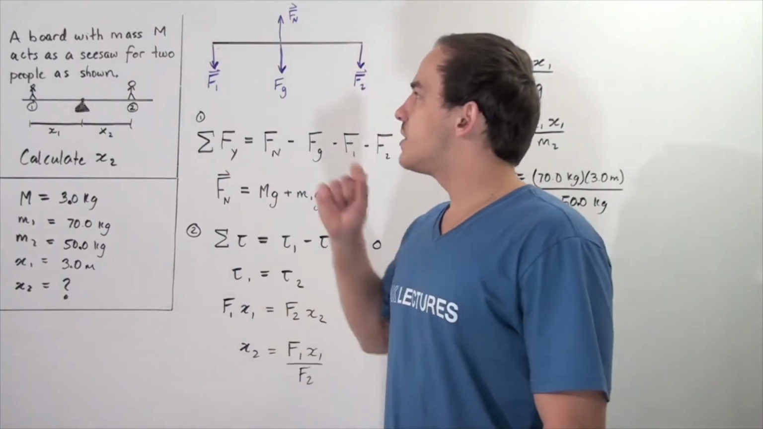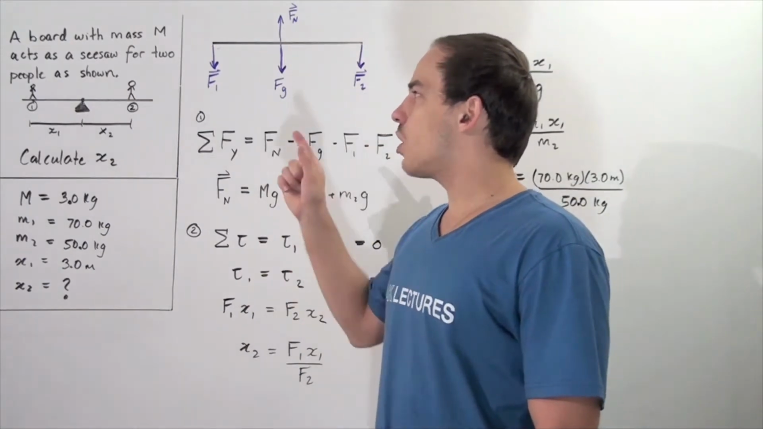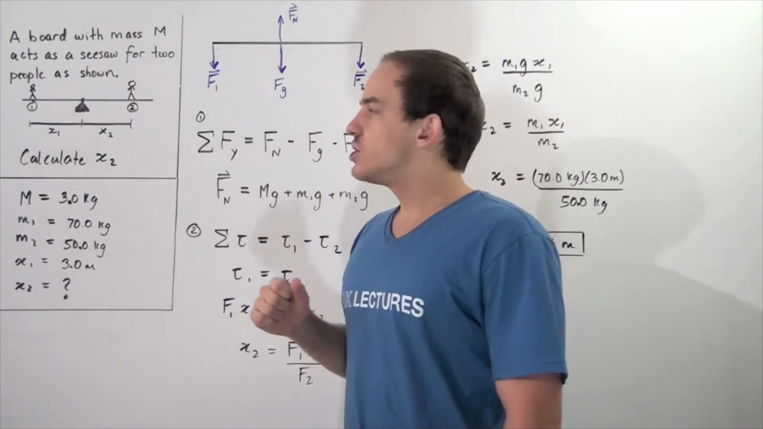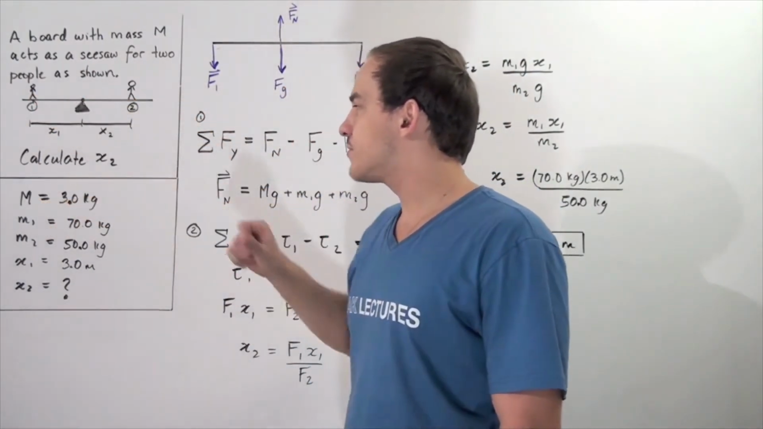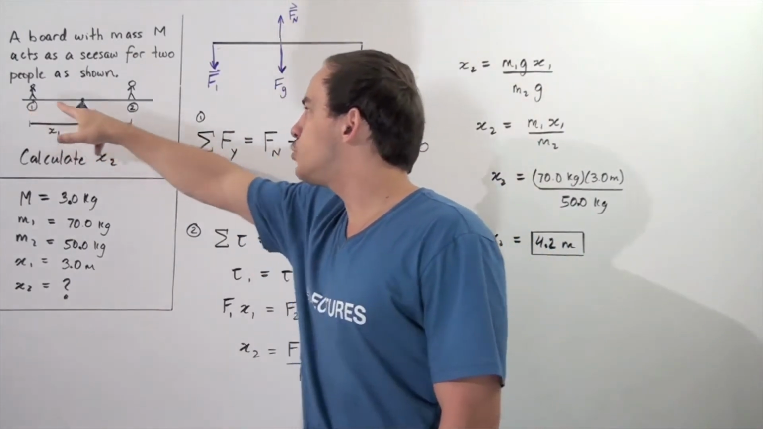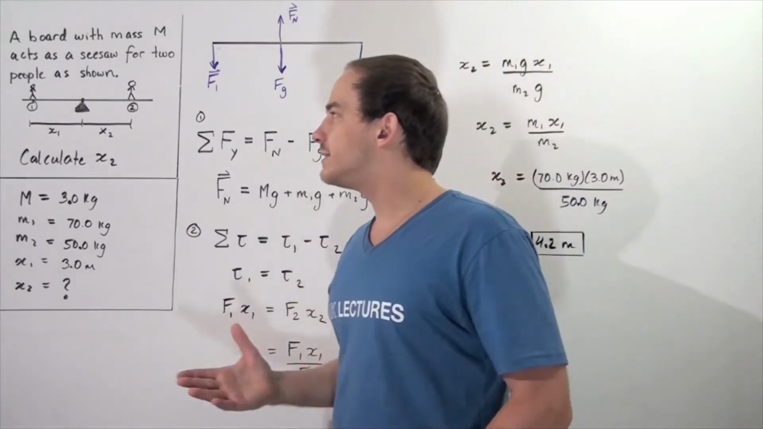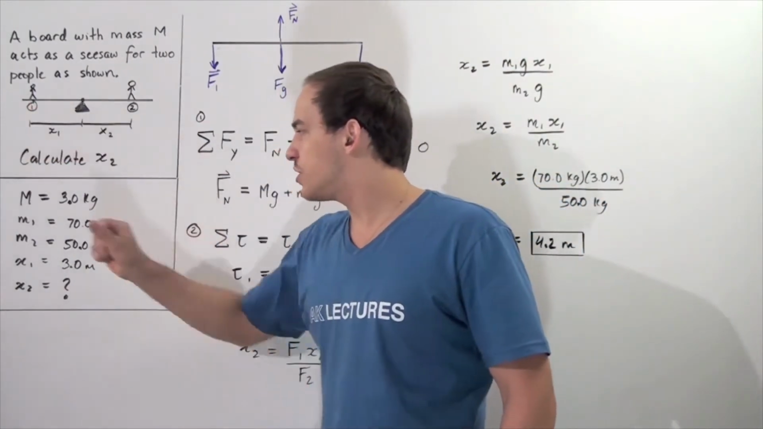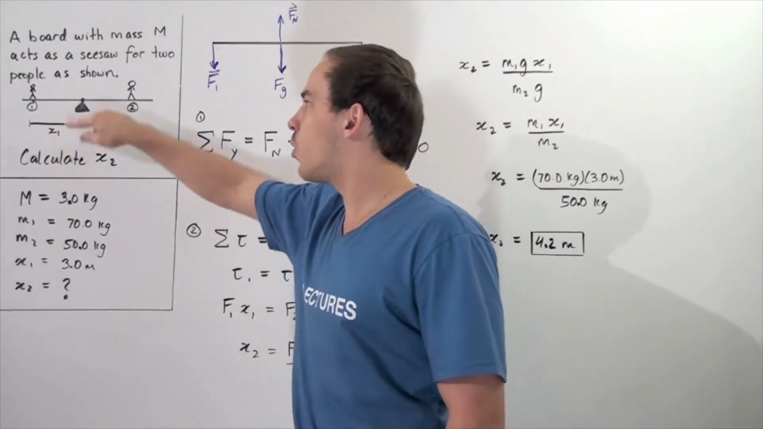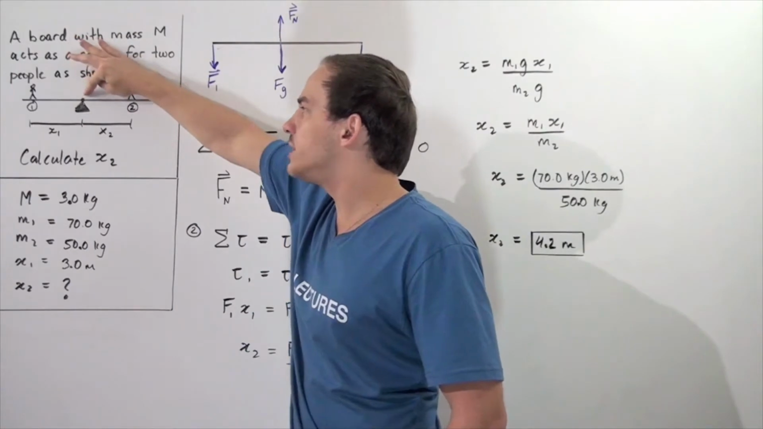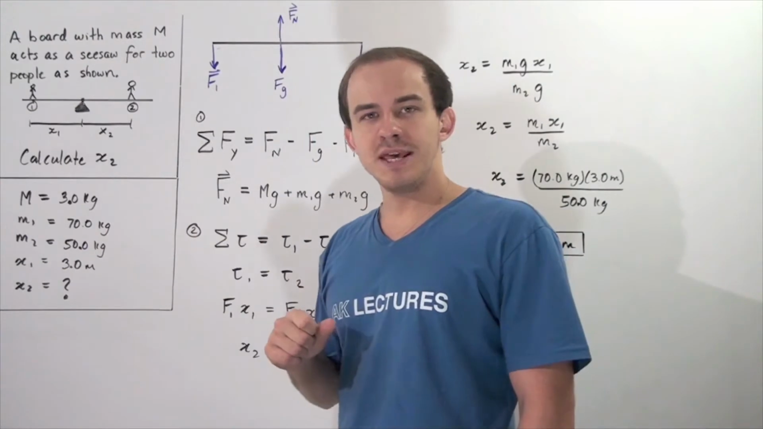Let's suppose that a board with mass m with uniform mass acts as a seesaw for two people as shown. So we have the following board that has uniform mass and has a mass of 3 kilograms. And we have two people on each end of the board that are standing. Person number 1 with mass M1 of 70 kilograms is found at distance x1 from the pivot, from the point about which our board rotates. And x1 is given by 3 meters.